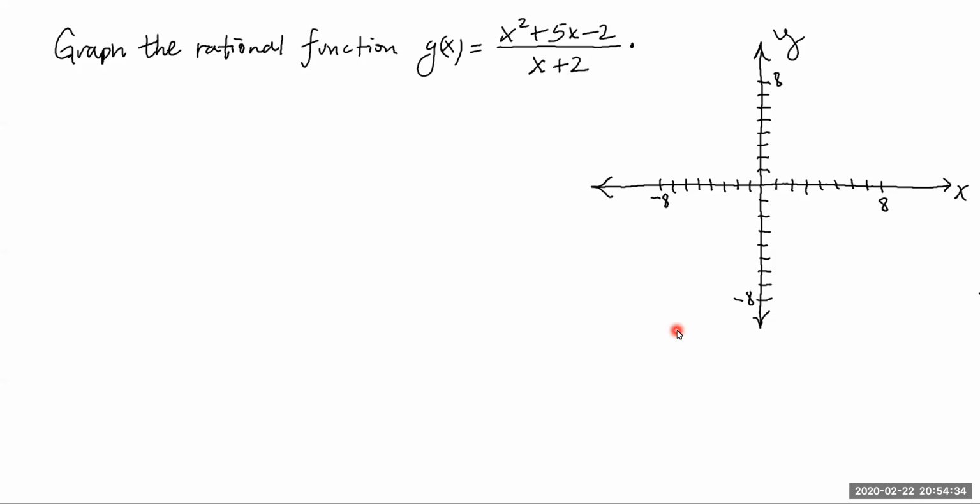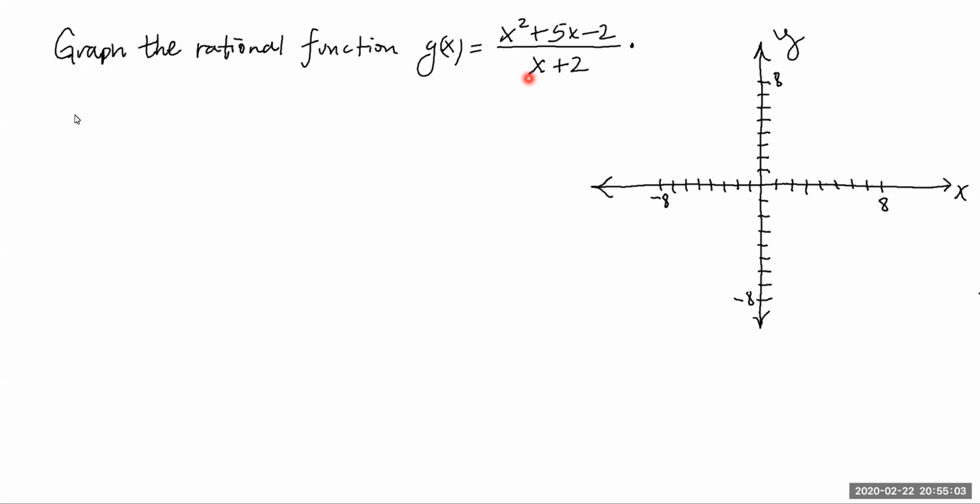Let's graph the rational function g of x equals x squared plus 5x minus 2 over the quantity x plus 2. The first thing we want to notice is that the degree of the numerator is 1 degree more than the degree of the denominator. That prompts us to do long division to find the slant asymptote. So let's do that.